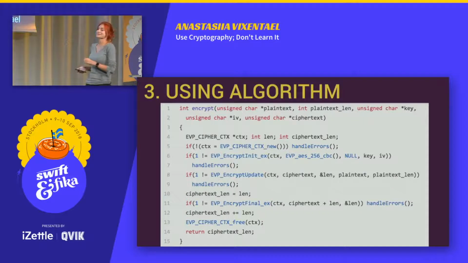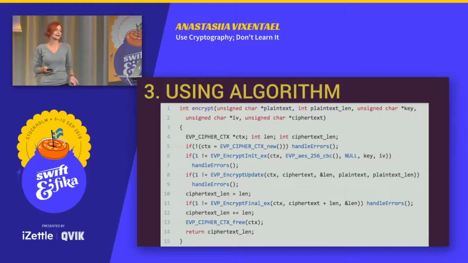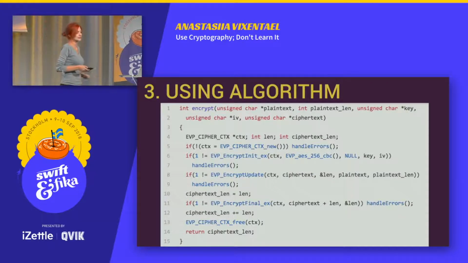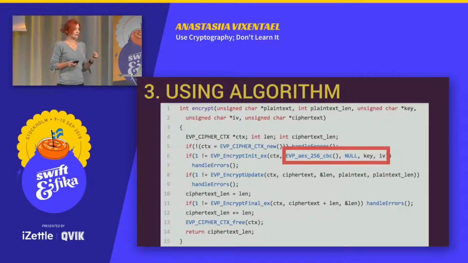Yeah, that's mistake 3.5. This is an example of code. This is the OpenSSL code. This is basically encryption. It has tons of parameters, like buffer, buffer length, key length, init vector, padding, mode, etc., etc. Let's take a look at this. Do you know what is EVP, AES, 256, CBC?